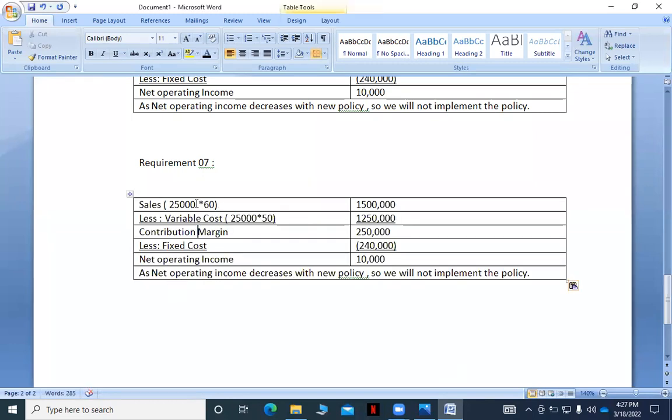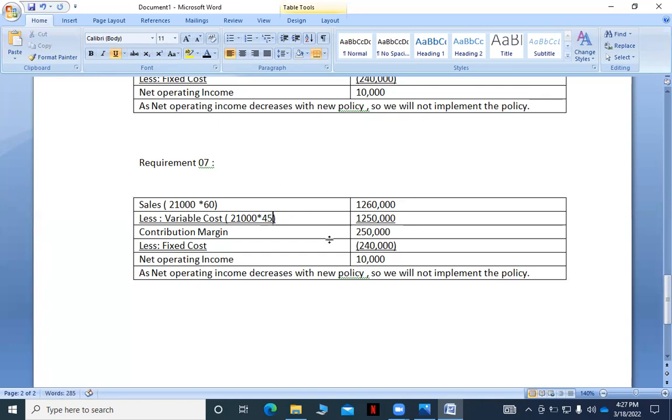Okay, so here in this question, the new sale value will be 21,000 and sale value will remain unchanged. So 60 into 21,000 will be how much? 12,60,000. 12 lakh 60,000. Okay. 12 lakh 60,000 and variable cost will be 45 into 21,000.